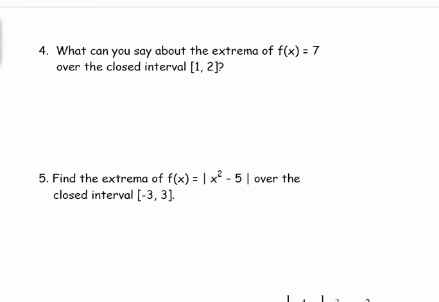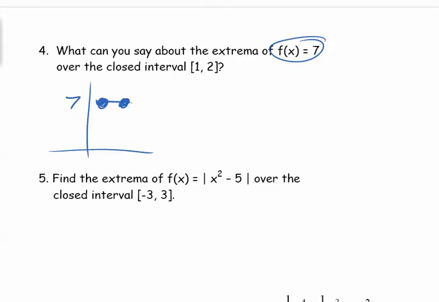All right, what about a constant function? So between 1 and 2 on the graph, we're at a height of 7, so a constant function on a closed interval. What can we say about its extrema? Well, certainly 7 is the highest y-coordinate we see, and 7 is also the lowest value.